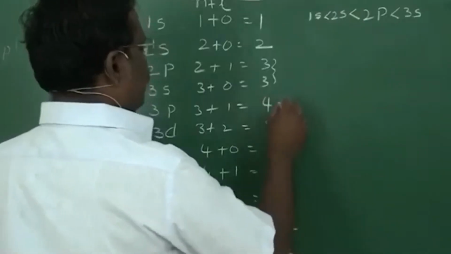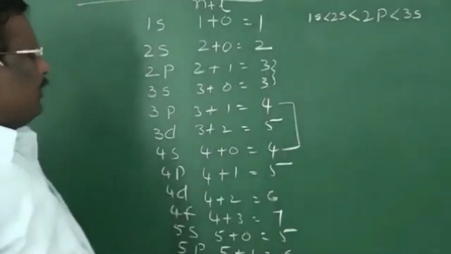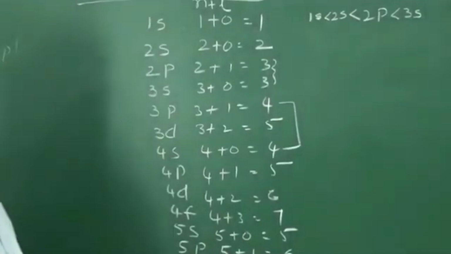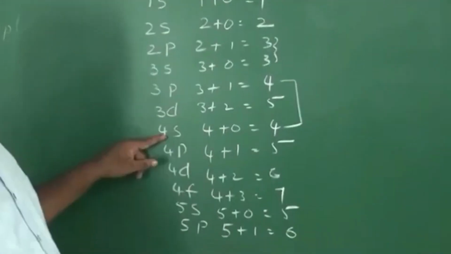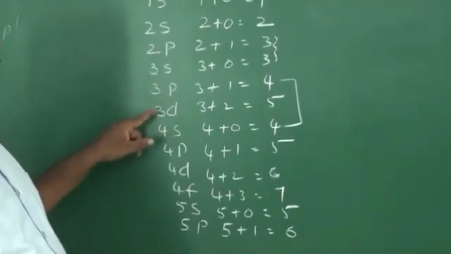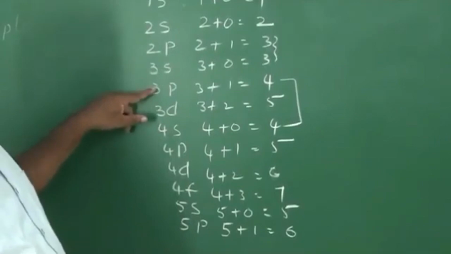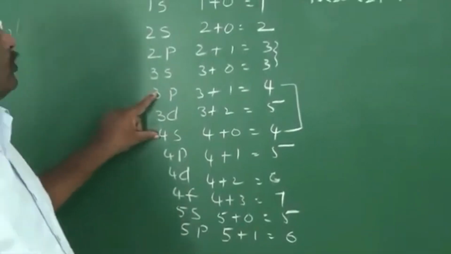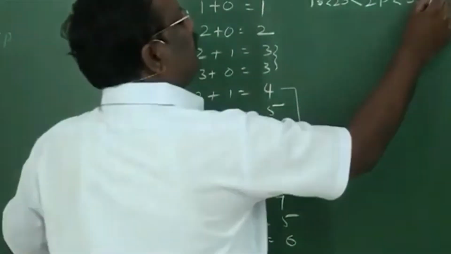Then 4. Here also you have two orbitals with the same n plus l value, 3p and 4s. So here also we have to follow the same rule. The n value is 3 here and 4 there. So the 3p orbital will be filled first.